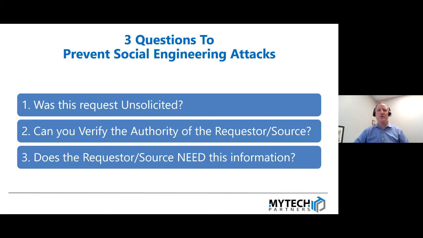Finally, even if they were solicited, they were expected to be there, and even if you have verified their authority, do they really need the information they're asking for? This also applies if they're just asking for information. Your bank's never going to ask you for your password, so of course the requester or source doesn't need that information. These are just examples of where you should ask yourself, does the requester or the source need this information?